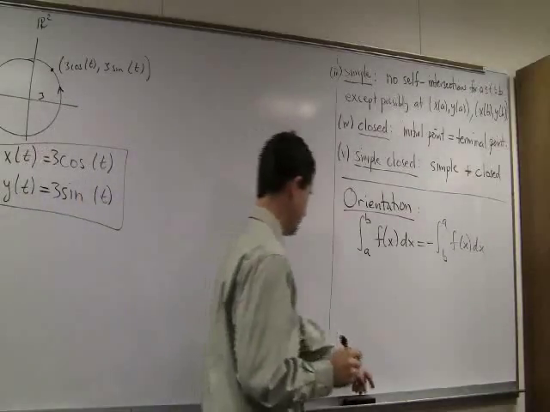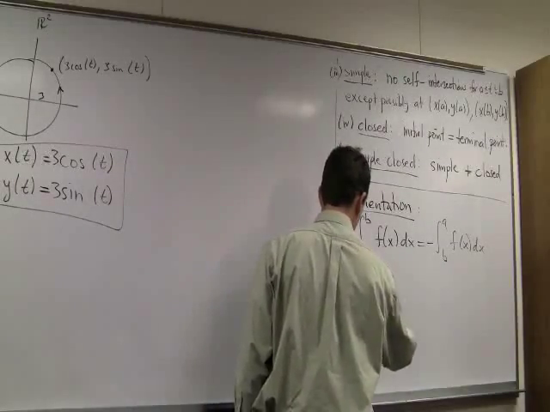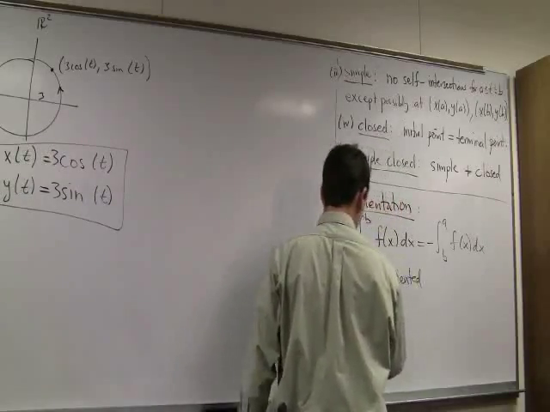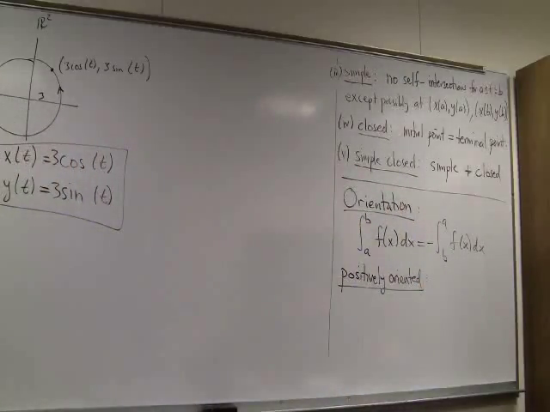So we're going to have two kinds of orientation, positively oriented and negatively oriented. And positively oriented is going to mean we're traveling from the initial point to the terminal point. So that when you put t equals a, you're at the initial point, and when t is equal to b, you're at the terminal point.